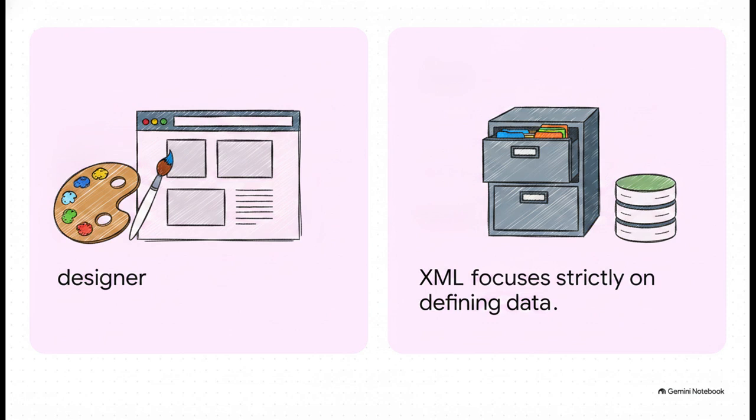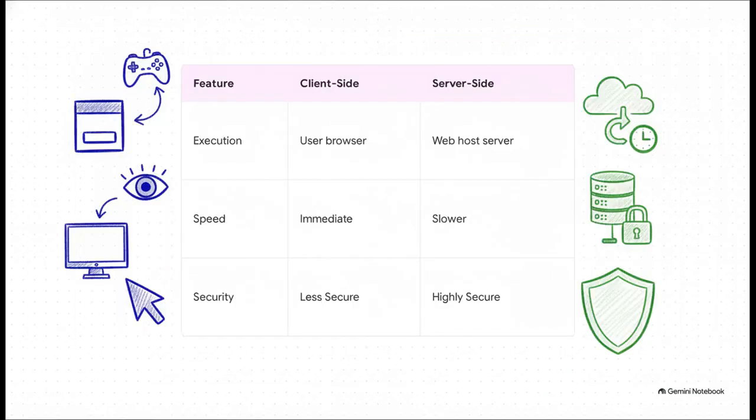XML, on the other hand, doesn't care about presentation at all. XML is the strict organizer. It's used to define data structurally. It simply labels exactly what the data is, so that databases and external programs can safely read and exchange that structured information. But you see, HTML alone is totally static.